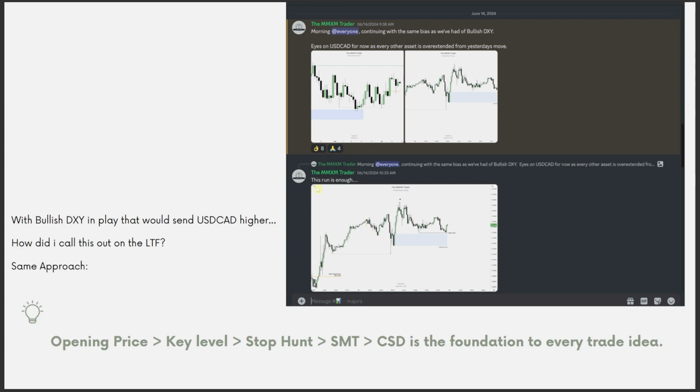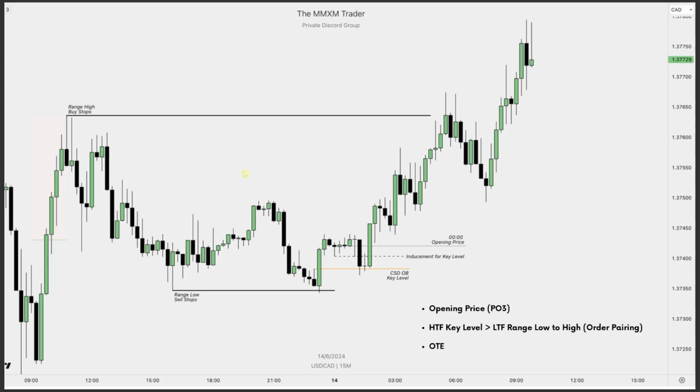I'm gonna outline why this run was enough. So there was a little liquidity run over here. So same approach again, right? Opening price into a key level, want to see a stop hunt with SMT, and then the change in the state of delivery is the foundation for that trade setup. So over here we've got that 15-minute chart, and I'm going to outline why was this little stop hunt enough, right, for that entire sequence to trade up higher.